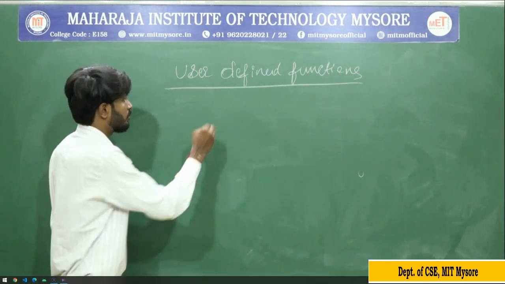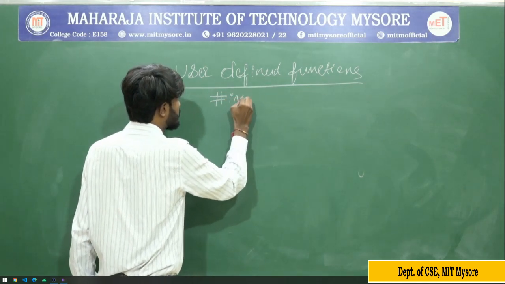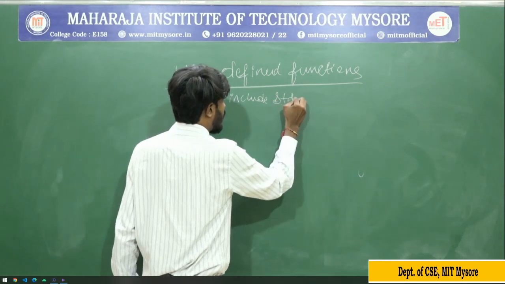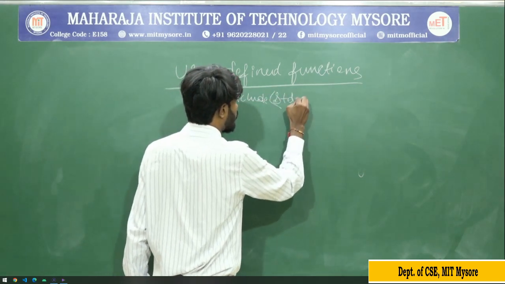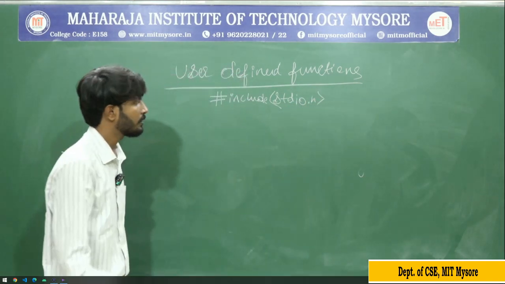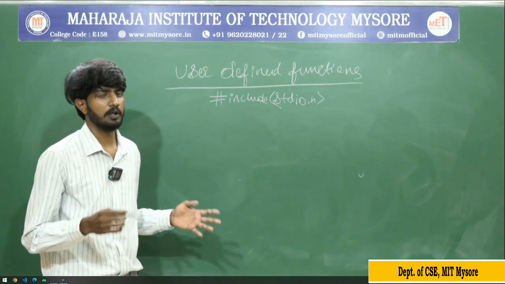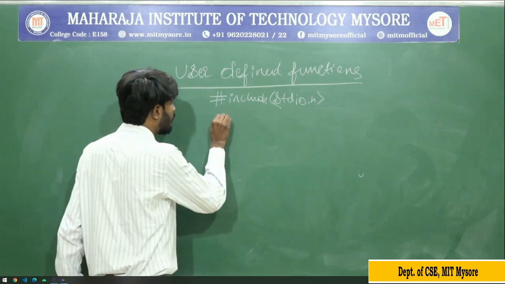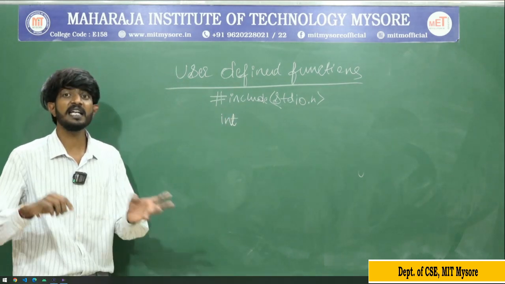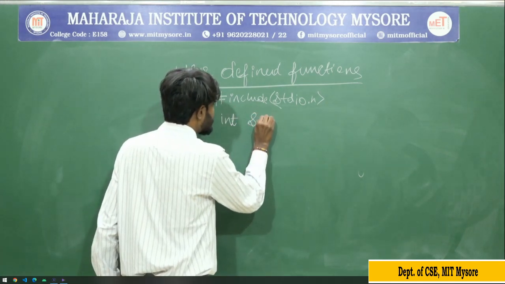I'm going to have the declaration part as include stdio.h. Okay, so then I need to register my function name. My function will return int. It will return the integer data. My function name is sum.